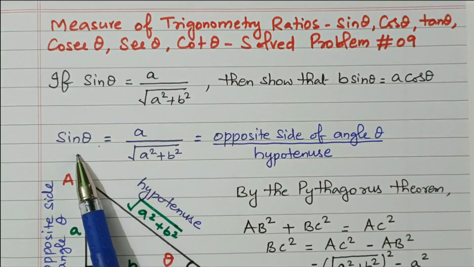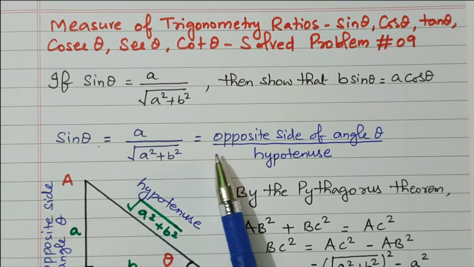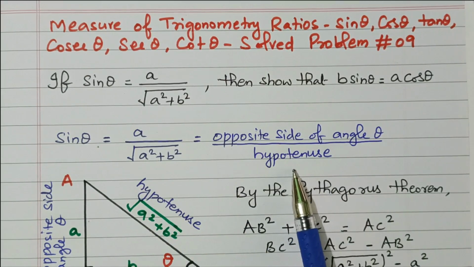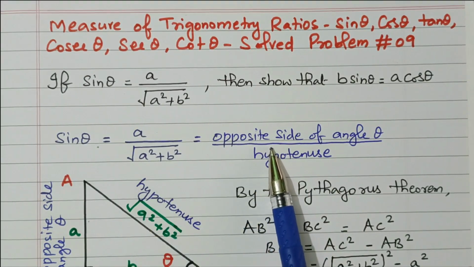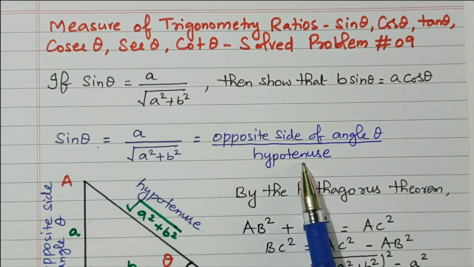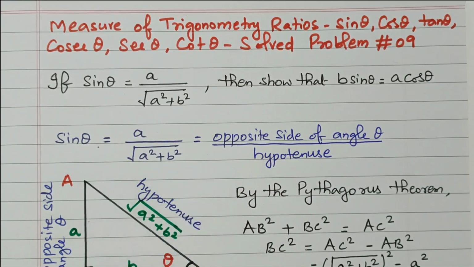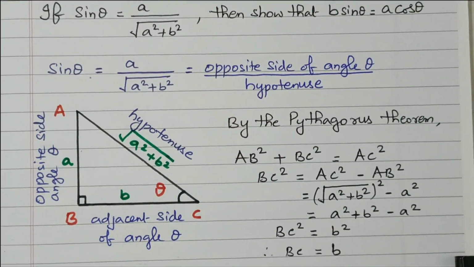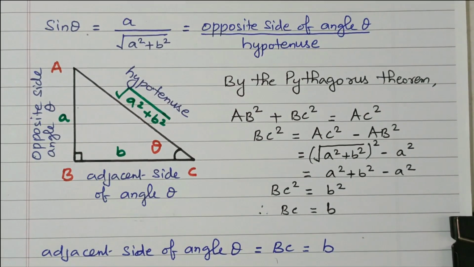So we know that sin theta equals a divided by square root of a square plus b square, that is nothing but opposite side of angle theta divided by hypotenuse, right? So this is the given data. The opposite side of the angle theta is a. Hypotenuse is square root of a square plus b square. By using that we can construct the triangle so that we are able to find the remaining value, that is the adjacent side of angle theta.